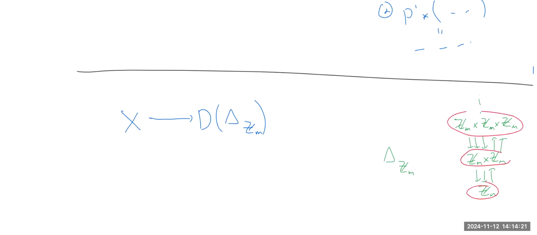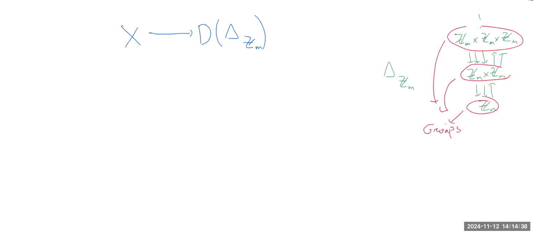Groups are groups, but it's more even, like this is a homomorphism of groups. Okay, let's write this. The face and degeneracy maps are homomorphisms of groups. Okay, so that's the thing.